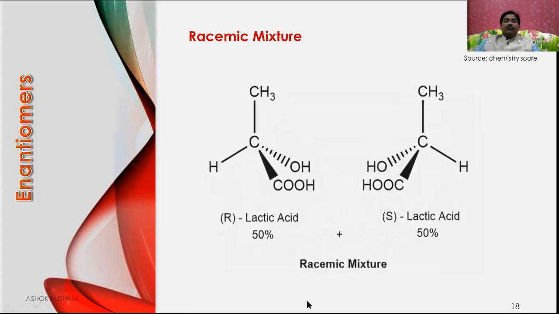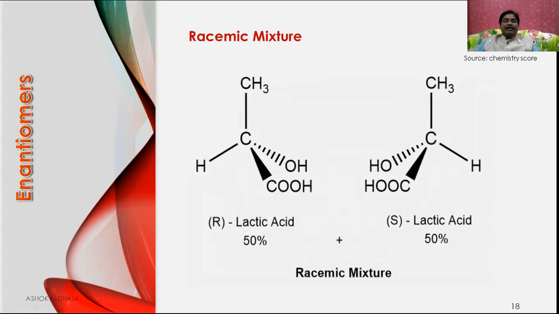See, this is 50% R lactic acid and 50% S lactic acid. The R and S nomenclature we will discuss in another session, but just remember, this is one form. For example, if this is going to be the dextrorotatory and this is going to be the levorotatory, when these two are mixed with equal percentage, 50% of this one and 50% of this one, that mixture is called a racemic mixture.